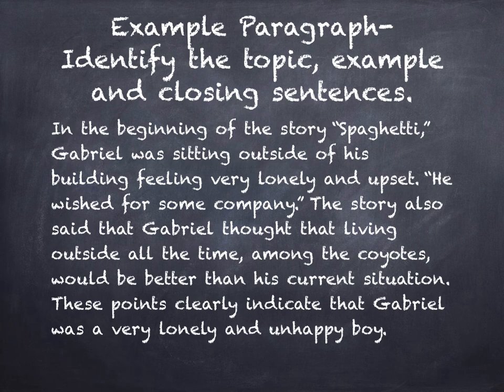In the beginning of the story Spaghetti, Gabriel was sitting outside of his building, feeling very lonely and upset. He wished for some company. The story also said that Gabriel thought that living outside all the time among the coyotes would be better than his current situation. These points clearly indicate that Gabriel was a very lonely and unhappy boy. So now let's identify the topic sentence, the example sentences, and the closing sentence.